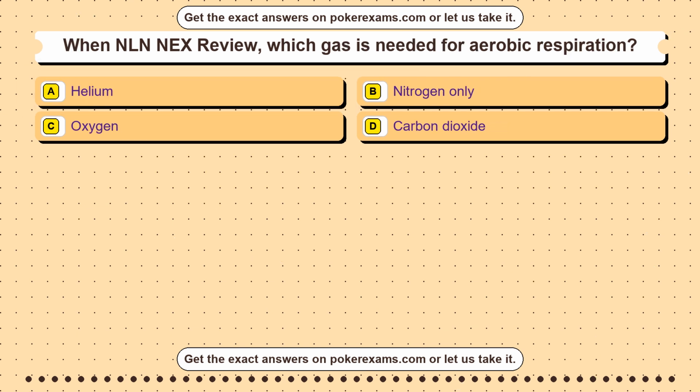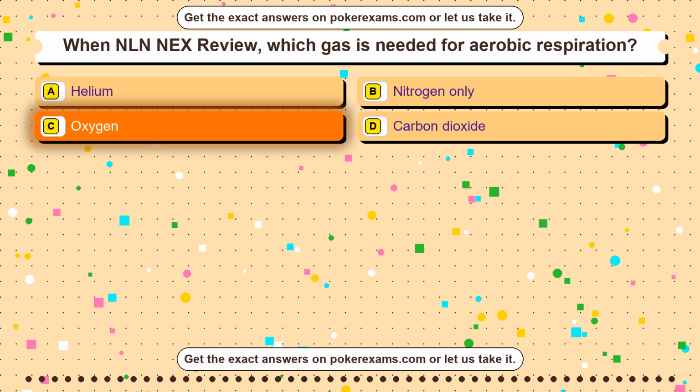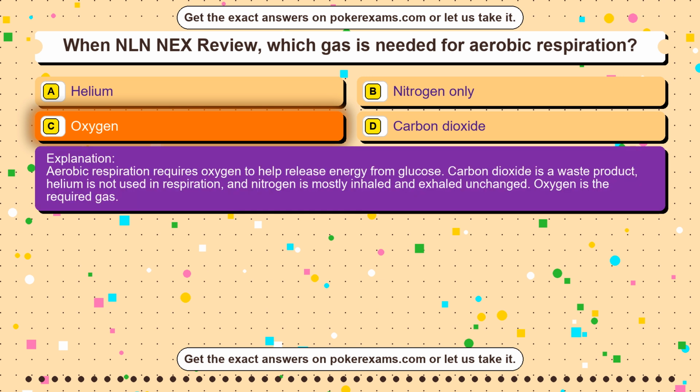Question 39. On the GED reading practice test, which earth layer is liquid and surrounds the inner core? Option A, mantle only. Option B, lithosphere. Option C, outer core. Option D, crust. The correct answer is option C. The outer core is liquid and surrounds the solid inner core. The crust is the thin outer layer, the mantle is mostly solid or plastic like rock, and the lithosphere includes crust and upper mantle. The word liquid is the clue.